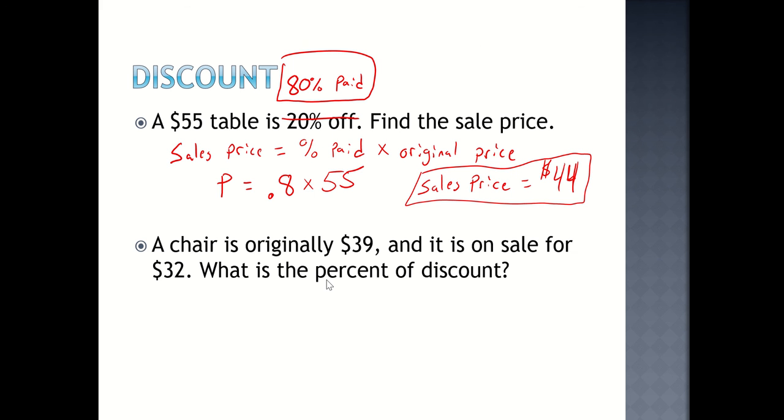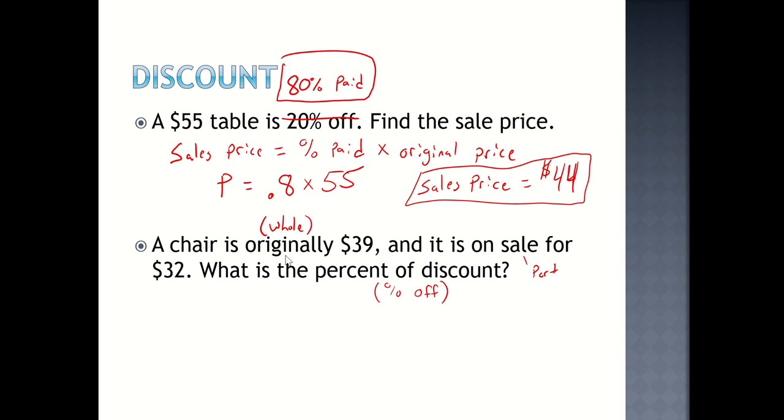If you think you understood that first one, try this one out on your own. Pause the video now if you think you understood it. A chair is originally $39 and it's on sale for $32. What is the percent of the discount? I'm going to pause the video now, or you should pause the video now and work this out.